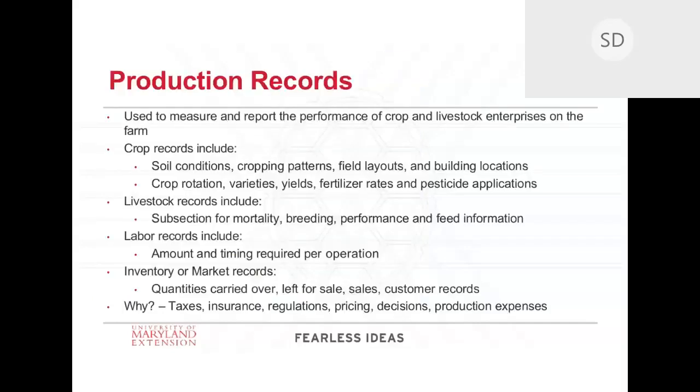For production records, again, they're used to measure and report performance of crop and livestock enterprises. So what type of crop records might you include or use? Perhaps it's soil conditions, field layouts, building locations, maybe your crop rotation or varieties that you've used. Those might be rows that you would want to add in. Those might be columns so you can have that information. Perhaps it's yields over time, fertilizer rates, pesticide applications. In Maryland, we have to keep records on all of those things.